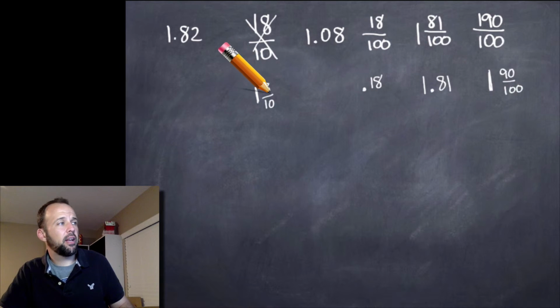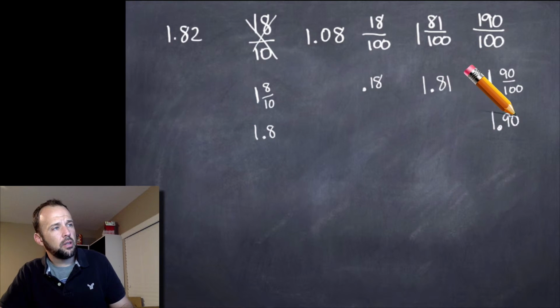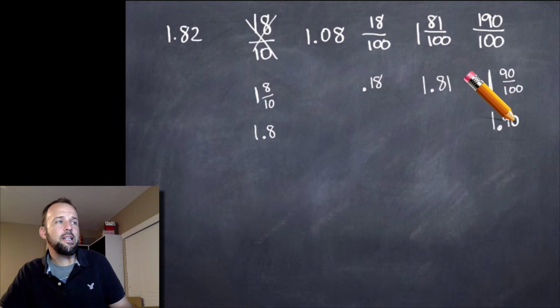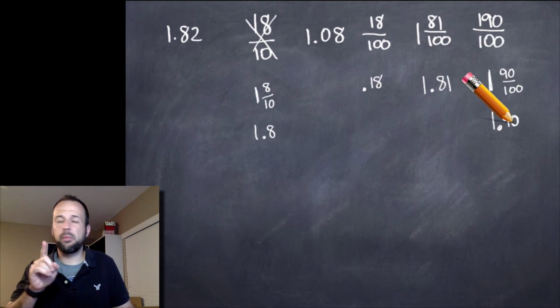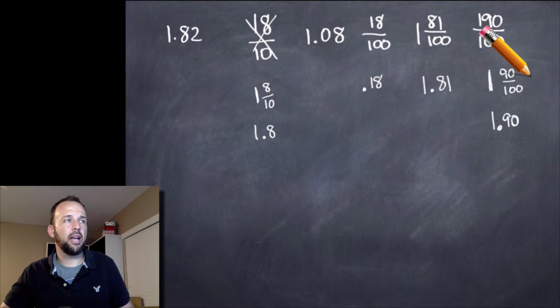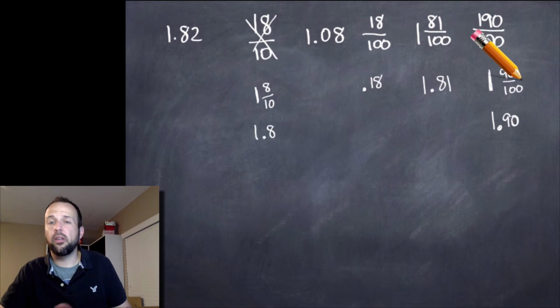So that's good there. And I forgot to change my two fractions here into decimals. So this 1 and 8 tenths would look like this. 1 and 90 hundredths look like this, because my 90 ends in the hundredths place. This one might be a little tricky to look at first, and here's what else we can do with this.